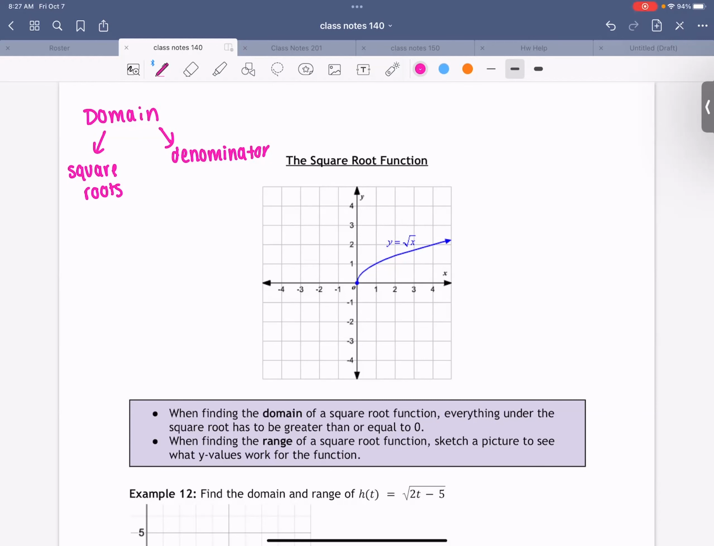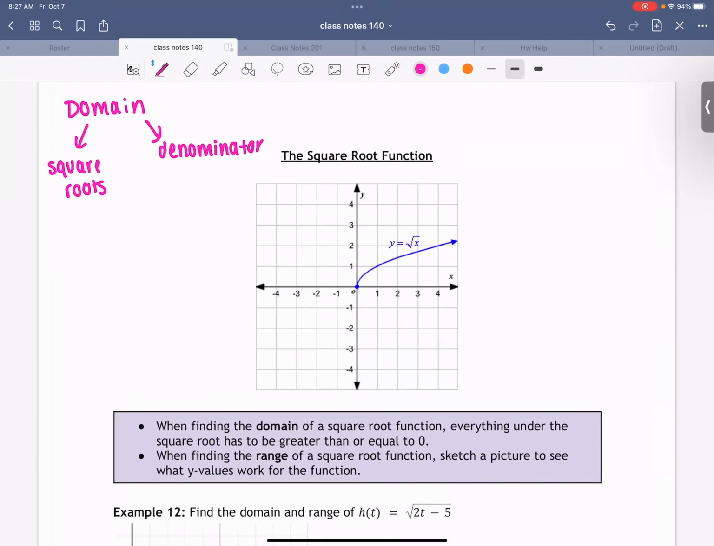Before we even talk about this, I'm going to give you the graph of the basic square root function, which is y equals the square root of x, or in function notation, f of x equals the square root of x. The square root function always has this shape. It kind of looks like a parabola cut in half. Sorry about that.